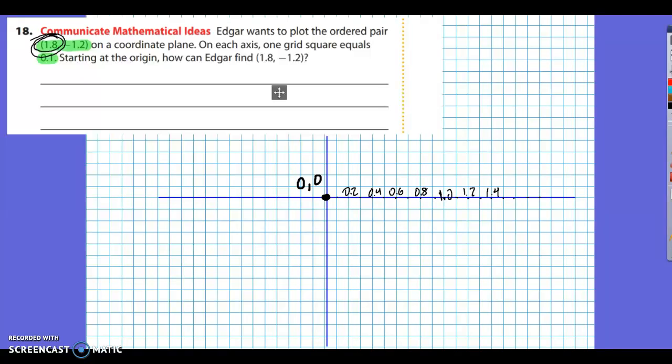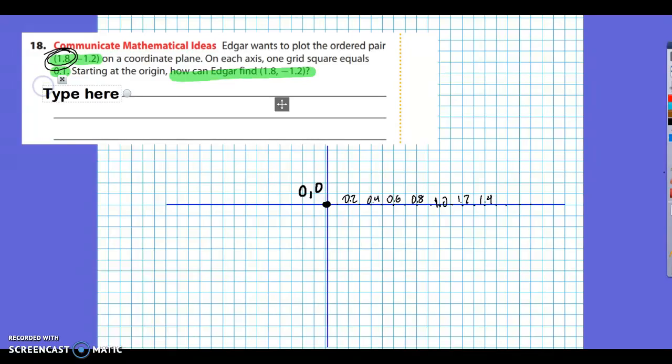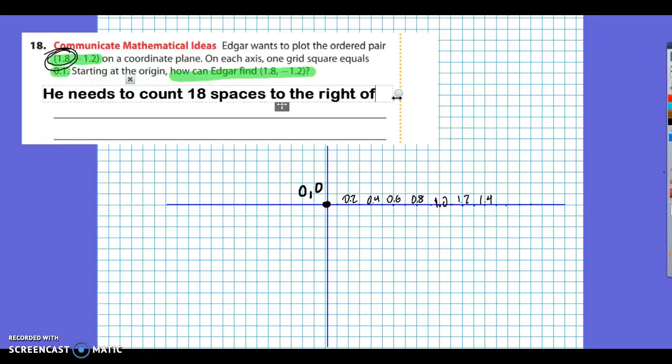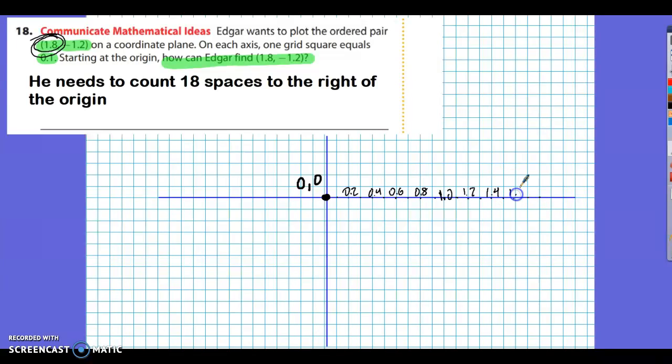So, how can Edgar find this spot? Well, I think I just kind of showed you. He needs to count how many spaces to the right. It's going to be 18. He needs to count 18 spaces to the right of the origin. Now, why is it 18 spaces? Well, because we're going by 0.1s. So 0.1, 0.2, 0.3. You count 10 spaces just to get up to 1.0. And then you have to go 8 more spaces to get up to 1.8. And that's going to be way out here.